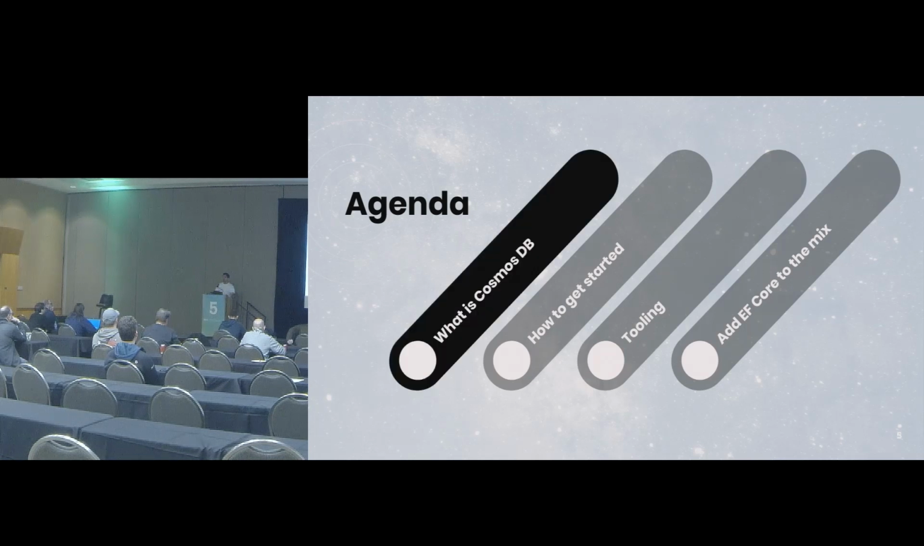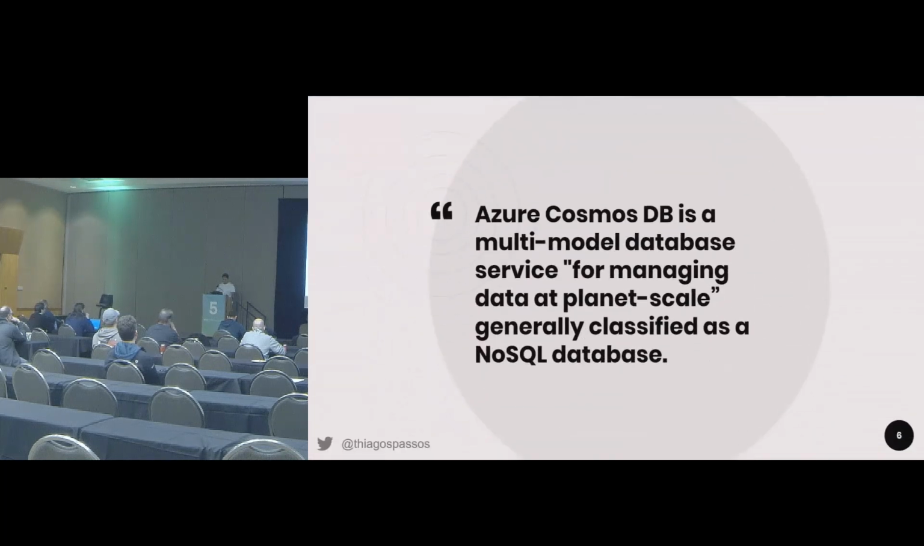Okay, so let's start with what is Cosmos DB. Azure Cosmos DB is a multimodal database service for managing data at a planet scale, generally classified as a NoSQL database. From this sentence, most of you know what a NoSQL database is, and all of you would know what scaling is, right? But the multimodal here, when I started playing with Cosmos DB, was one point that I didn't understand quite clearly. Multimodal means that Cosmos DB will handle multiple types of database.